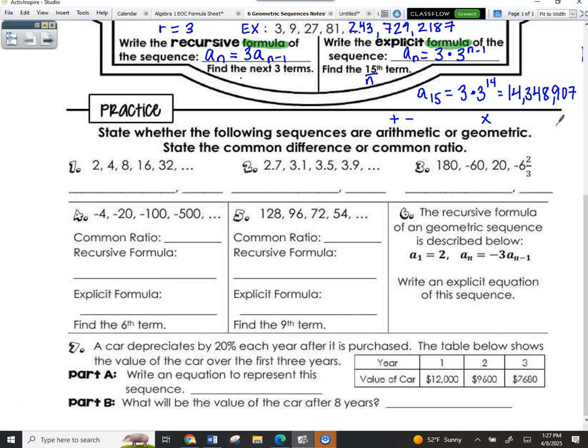All right, turn to a neighbor and compare number 1. Don't forget to tell me what it's multiplying or adding by. Compare number 1.